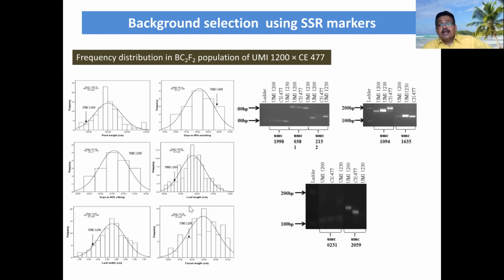Whenever you choose a recurrent parent and do every backcross generation, you screen the markers by SSR background marker survey, and you have to select the plants which look like the recurrent parent. That means whenever you do PCR, for example, in this case, Eomyte 1200, 230 and CE4 is the donor parent, and this is the recurrent parent. So the progenies you select should look like the recurrent parent because for the background we need it to be like the recurrent parent. But for the foreground, you always look for whether your gene is present or not.